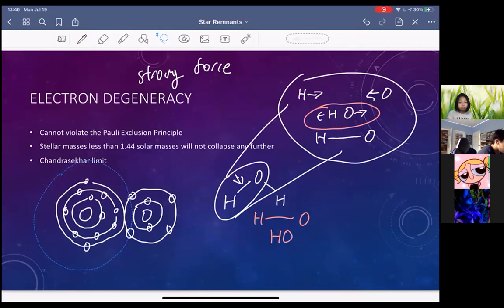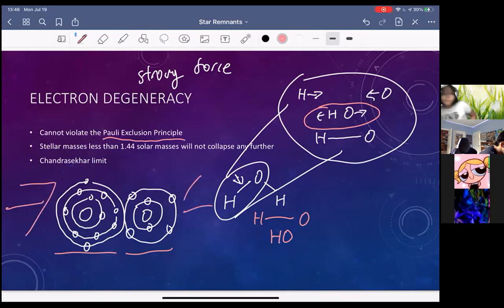But why not go any further? That's where we get to what we call the Pauli exclusion principle. Basically, these two atoms cannot become any closer, because even though gravity is a really strong force trying to push these two atoms even closer to each other, because you have so much mass and so much gas trying to push all these atoms together, they get pushed back by the Pauli exclusion principle.